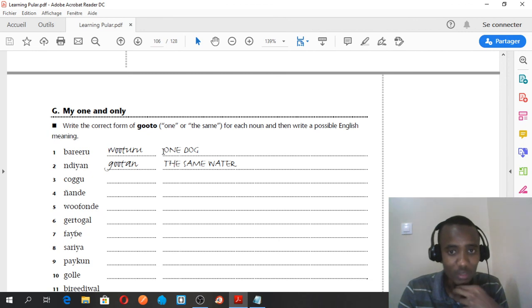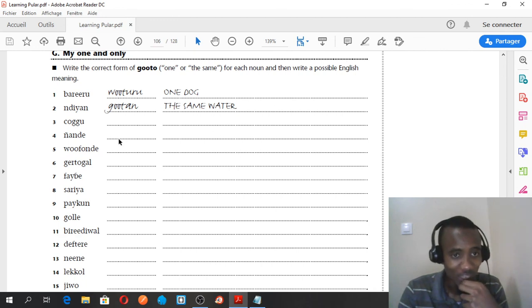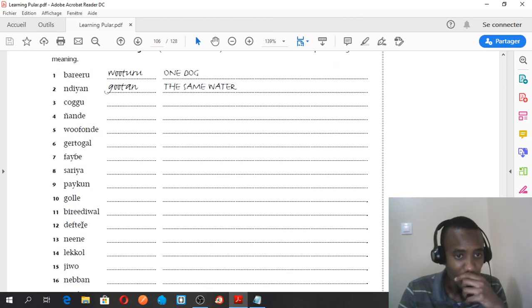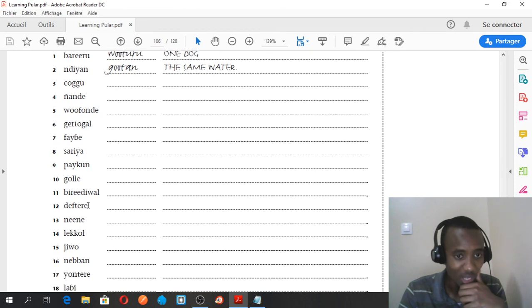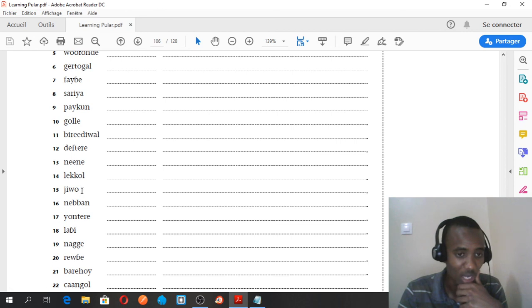Write the correct form of goto for each noun and then write a possible English meaning. Bari woturu. Ndiang, kotan, chuggu, nyande, wofonde. Wofonde means an egg. Chuggu means a price. Nyande means like a day. Wofonde. Gertogal, faibe. Saria means a law. Paiku, law. It's actually taken from Sharia in Arabic, that means. Golle. Biridiwal. Loaf of bread. Deftere. Nene. Lekkol. Jio. Nebbam. Yontere. Labi. Nagge. Rewbe. Barehoi.